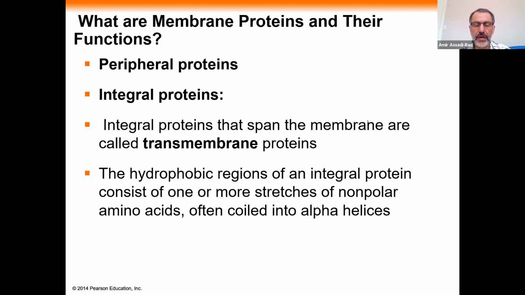The hydrophobic regions of an integral protein consist of one or more stretches of non-polar amino acids. Remember, I talked about this. You should know the polar and non-polar amino acids from last exam. Now this exam, you do need to know that. And often they are coiled into an alpha helix.